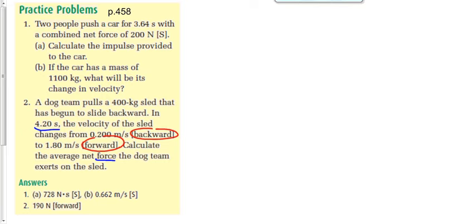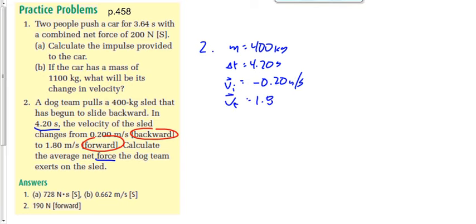We know it's impulse. Now, could you use F equals m times a to solve this? Yes, you could. But it would be a little bit more roundabout way. I think our new tool, impulse, is a more efficient way of solving this question. So let's write down some givens and do it here. The mass is 400 kilograms. We're going to say the time interval is 4.20 seconds. VI is negative 0.200 meters per second. VF is positive 1.8 meters per second.